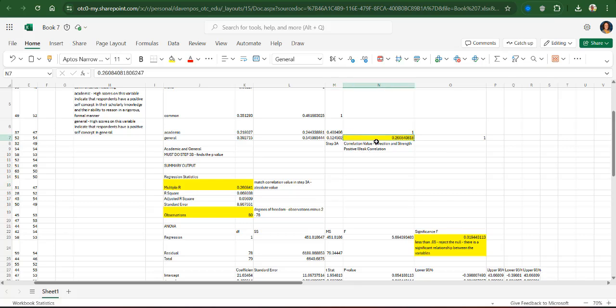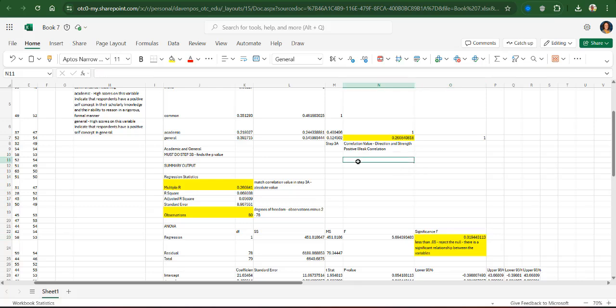We talked about how to calculate the correlation value. We decided it was a positive weak correlation, but we still had to go on to step 3b to find our actual p-value. We found our p-value here. We decided that it was less than 0.05 and that we would reject the null and say there is a significant relationship.